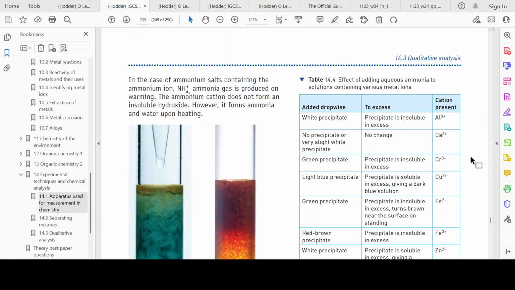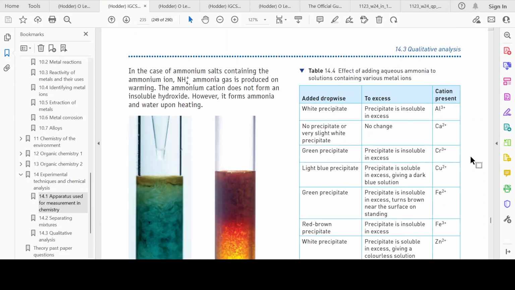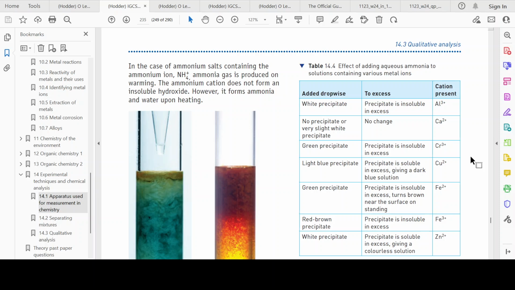In the case of ammonium salts containing the ammonium ion, ammonia gas is produced on warming. So if you heat that solution, it will produce ammonia gas. And so if you take a damp red litmus paper, it will turn blue, right? And so that means it contains ammonium ions.